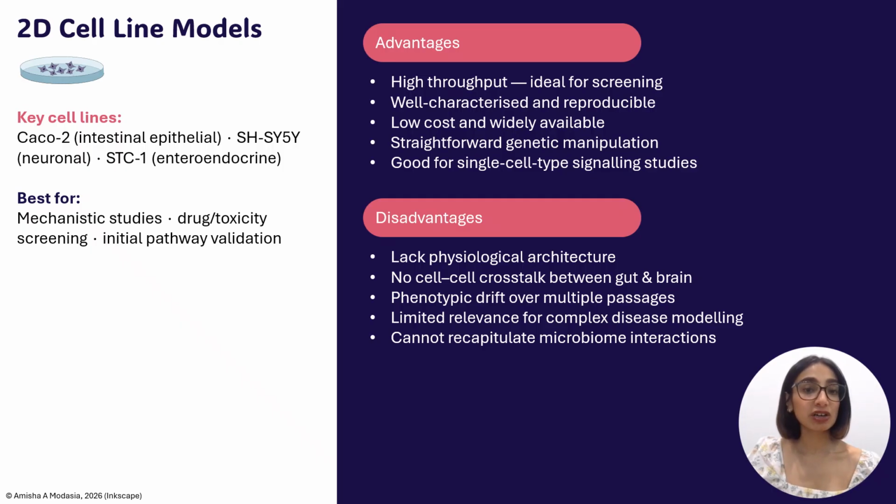And the advantages are hard to argue with for early stage work. These cells are cheap, well characterized, easy to genetically manipulate, and scale up beautifully for high throughput screening campaigns. The limitations, though, are significant. Cells grow as a flat monolayer with none of the architecture of real tissue, and there's no communication between gut and neural compartments in a single dish. And after many passages, CACO2 in particular can drift phenotypically.